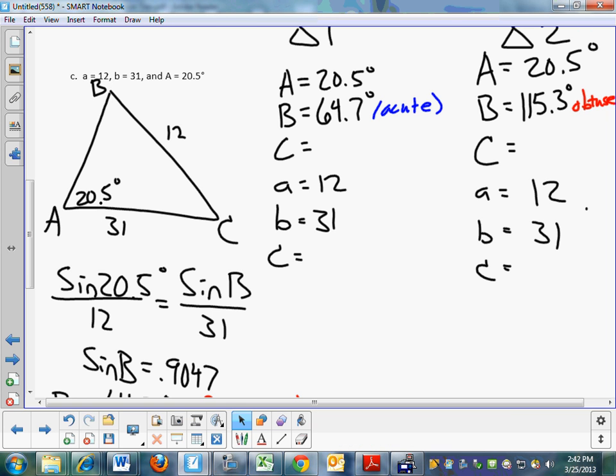So see, we've got an acute one, we've got an obtuse one. So we set up our two triangles. Those are the two solutions. Can you now figure out your angle C's? Yeah, and you do each one separately. So let's focus on triangle 1. What's angle C for triangle 1? 94 point. What's angle C for number 2? 44.2.